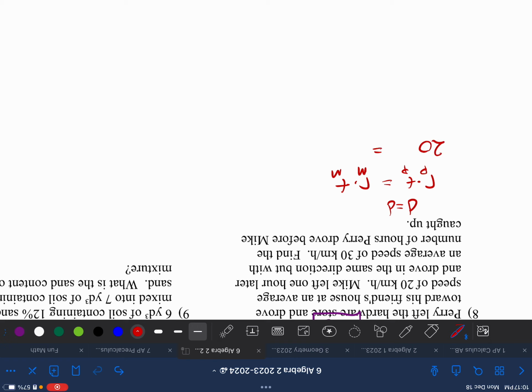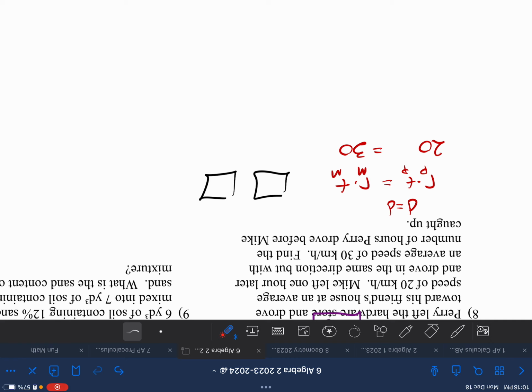This can be equal to, what do we have here? Mike left at 30 kilometers per hour. And we don't have these times here, but we do have this fact that Mike left 1 hour later. That's going to be used to build our second equation. We can use a second color again. Let's use black.